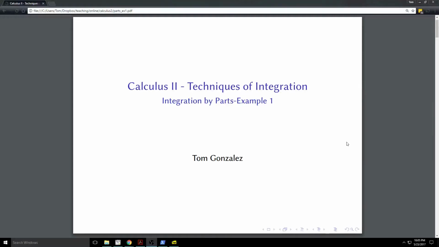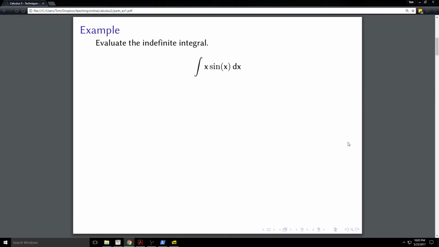In this video, we're going to take a look at another example of integration by parts. We're going to do a fairly simple one here, pretty similar to the one in the previous video, and that is the integral of x sine x. So here, for integration by parts, the first step is to pick u and dv.